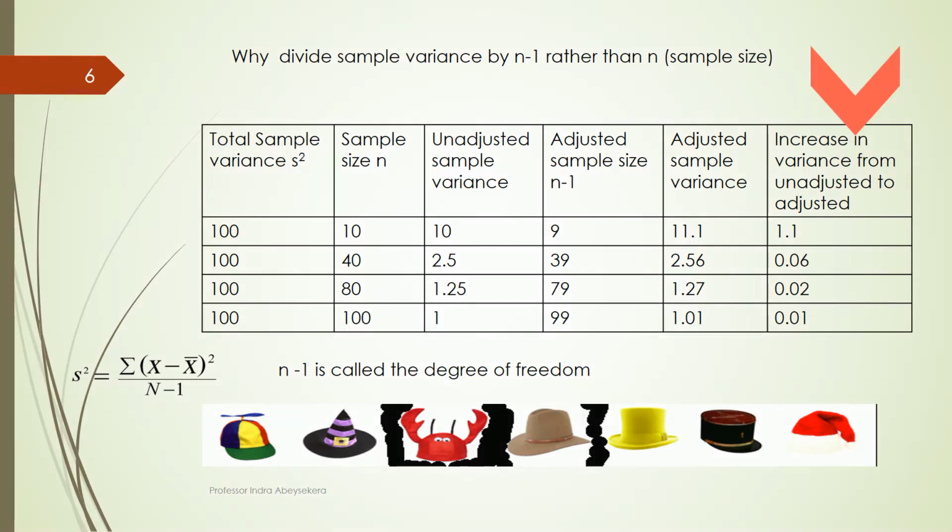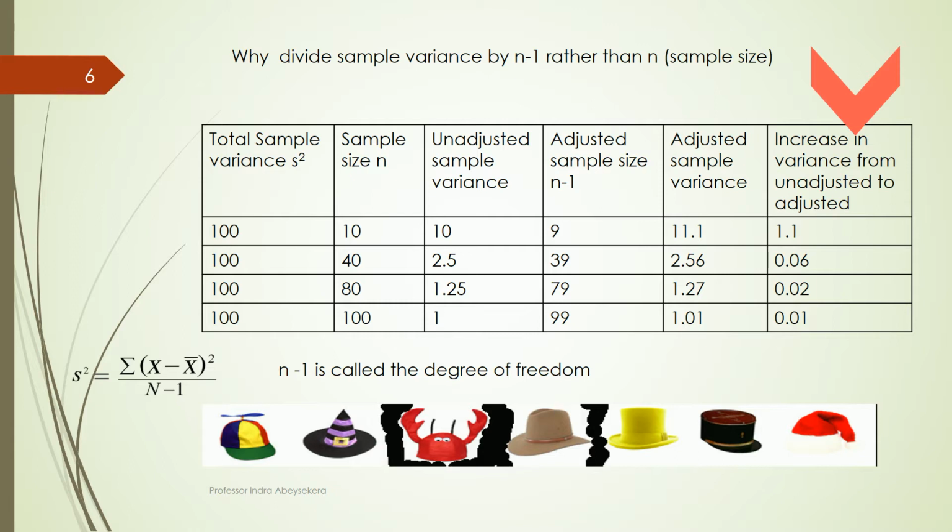For sample size of 10, that increase in variance from unadjusted to adjusted is 1.1. For sample size 40, it is 0.06. Sample size 80, it is 0.02. And sample size 100, it is 0.01.